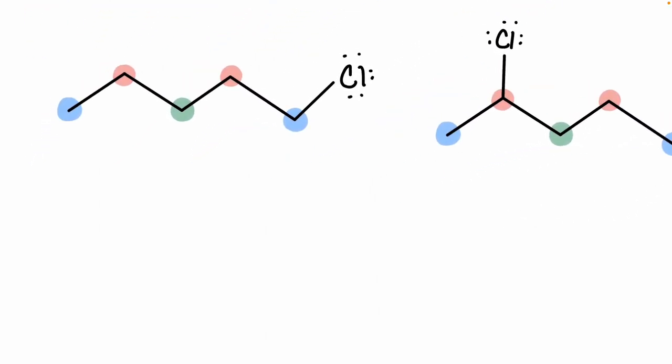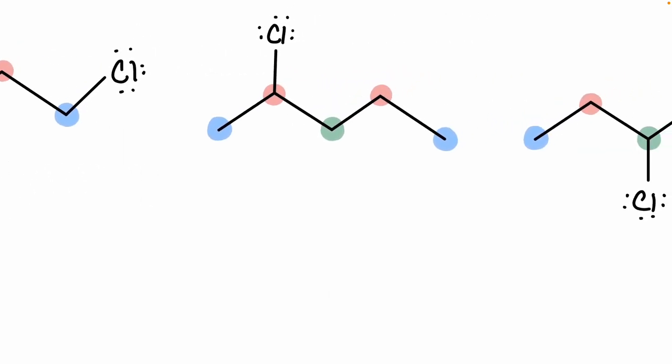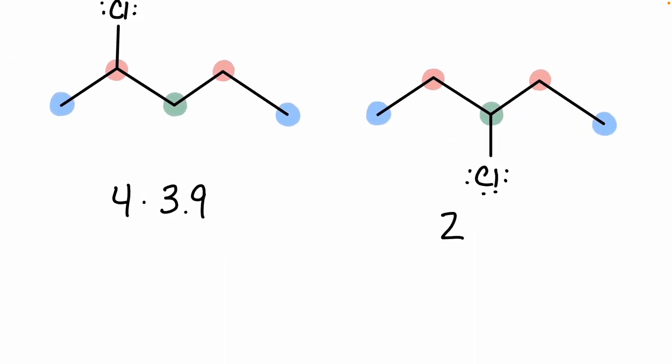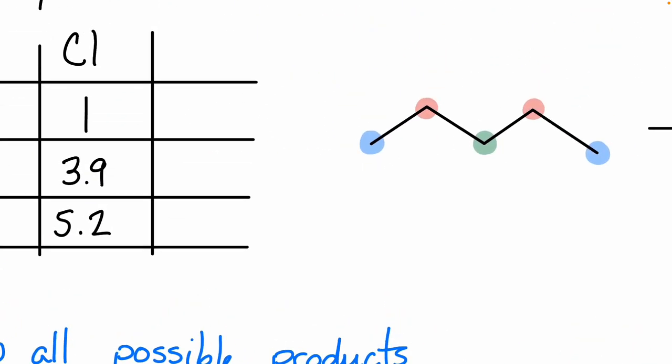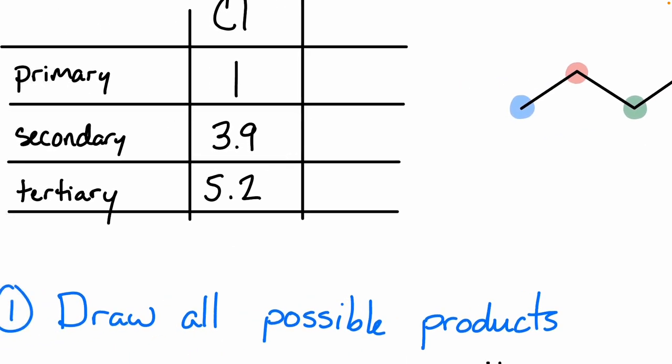Okay, so if we look here, there are six hydrogens that would have been in that blue group. So six times our reactivity factor for a primary carbon, which is just one. Moving on here, how many hydrogens are in that red group? Four times the reactivity factor for a secondary carbon, 3.9. And then lastly, there are only two hydrogens in this green group. And what reactivity factor should I use? Is this green carbon primary, secondary, or tertiary? It is still just a secondary carbon, right?